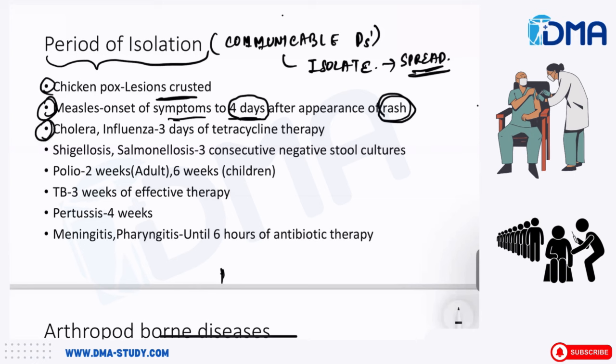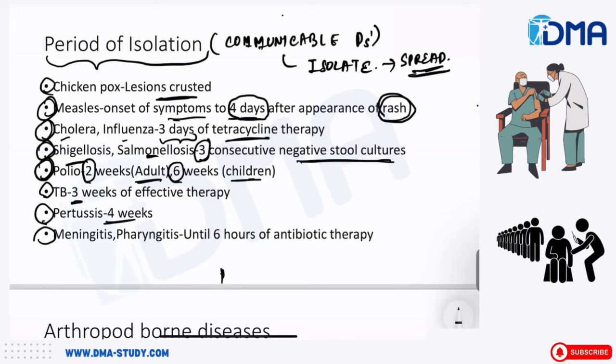In cholera, it is 3 days. Cholera and influenza, it is 3 days after tetracycline therapy. In shigella and salmonella, when you have 3 consecutive negative stool cultures. In case of polio, it is 2 weeks in case of adults, 6 weeks in case of children. TB, 3 weeks; pertussis, 4 weeks; meningitis and pharyngitis, till 6 hours.